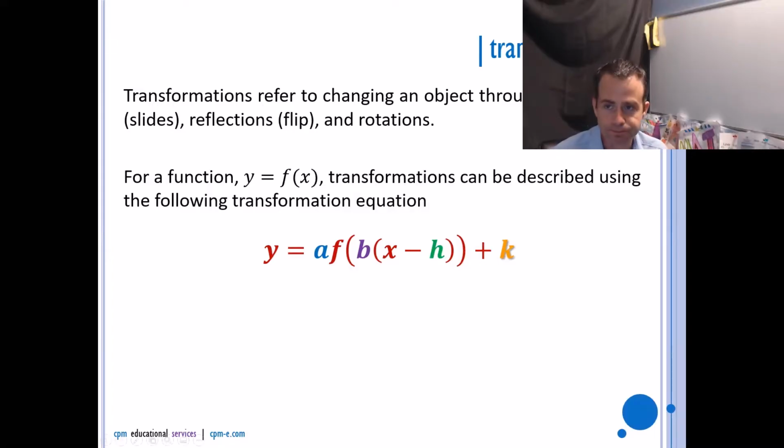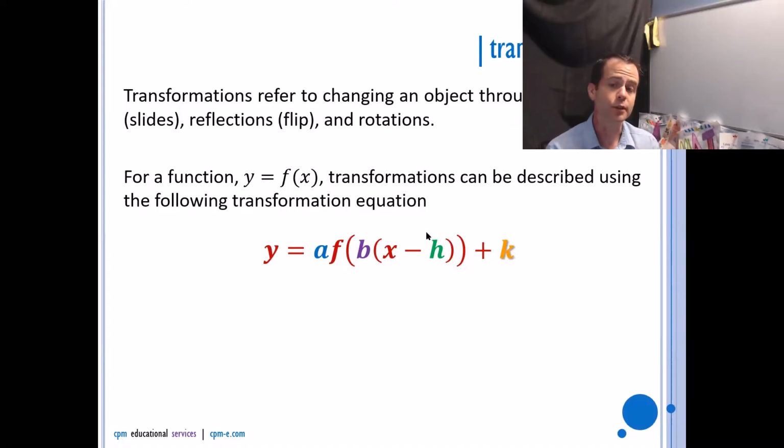Okay, so transformations refer to changing an object through translations, which are slides, reflections, which is flipping, and rotations, for a function y equals f of x. Now, y equals f of x is just the general way we say this is the starting function we deal with before we do any transformations. Transformations can be described using the following transformation equation. This equation is on your formula sheet. It might have square brackets as the bigger set of brackets there, but it doesn't really matter.